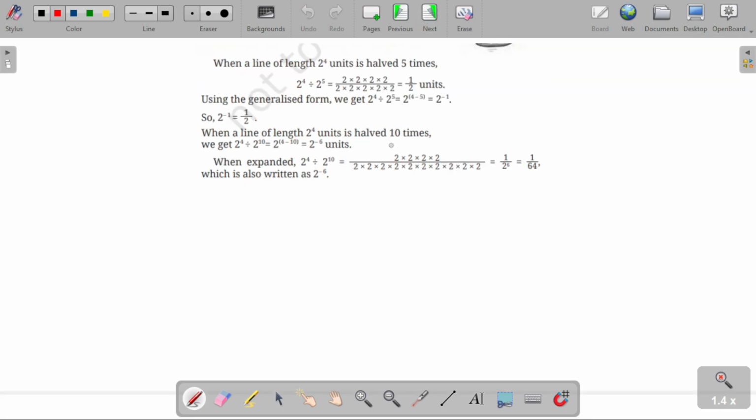Now, when a length 2 raised to 4 is halved 5 times, that means we are dividing the length by a bigger power. So see what the answer will be: 2 cross 2 cross 2 cross 2 upon 5 times 2.